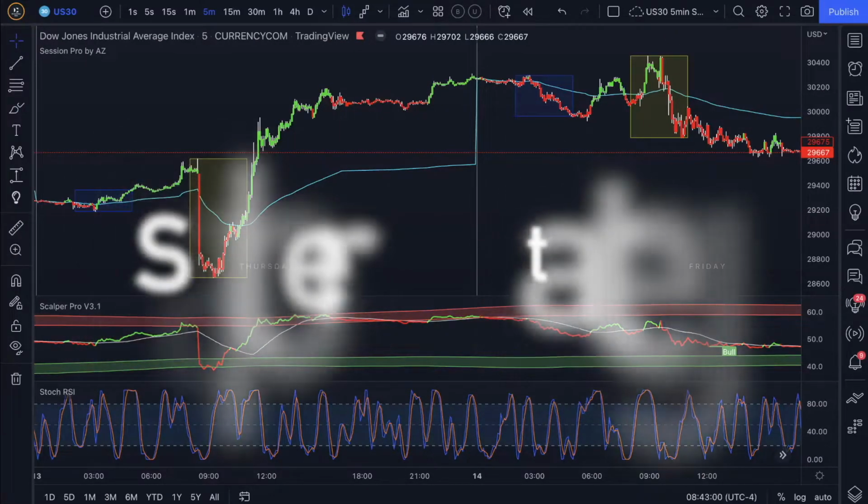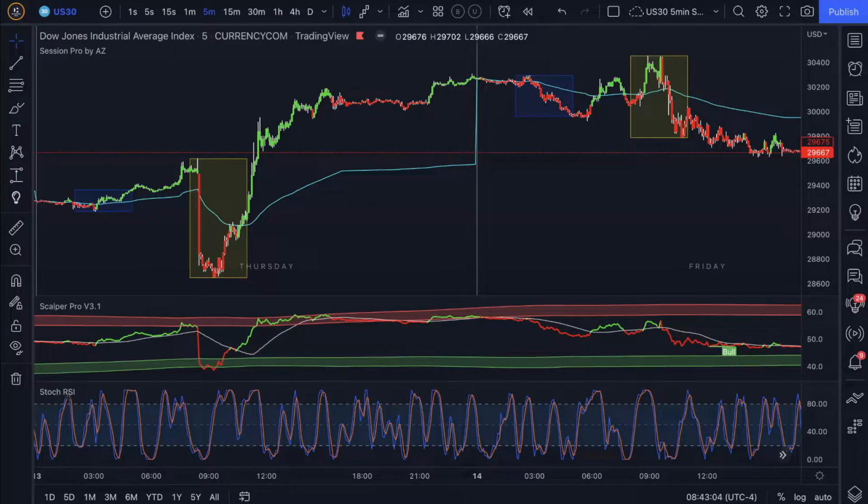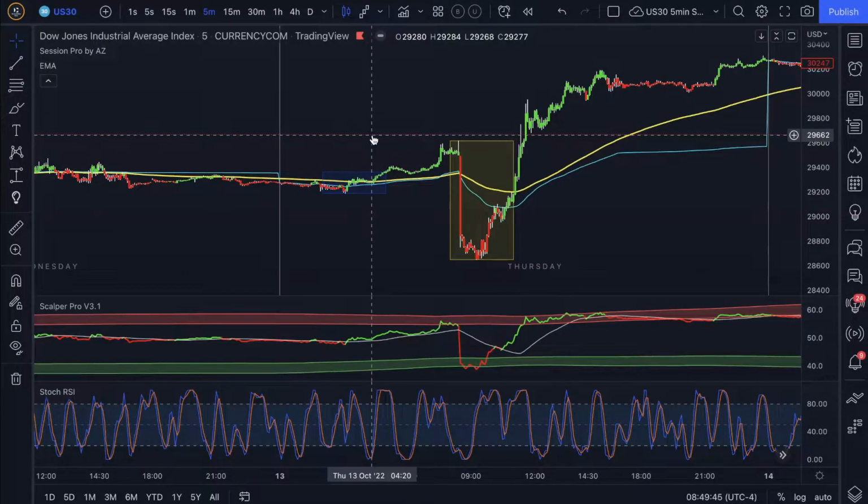In today's video, I'm going to be showcasing my Scalper Pro trading strategy, and we're going to be testing it on US 30 on a 5-minute chart. Alright guys, let's get started straight away, and I'm going to be showing you every indicator that you need to use this strategy, and I'm going to be showing you the settings for each specific indicator as well.